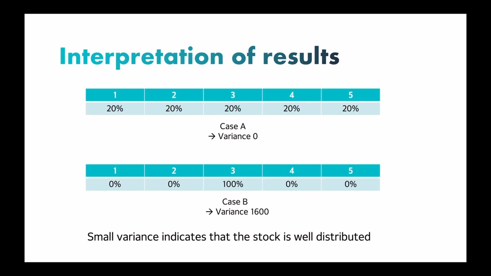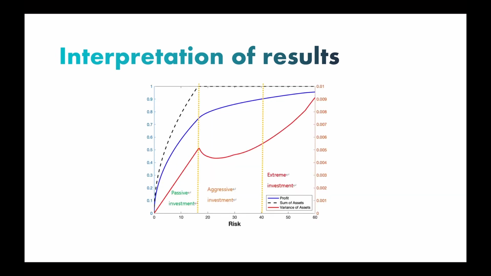Looking at these two cases, case A is distributed well and case B is not. Case A's variance is way smaller than case B's. So we can say that a small variance indicates that the stock is well distributed. Now let's move back to the graph.